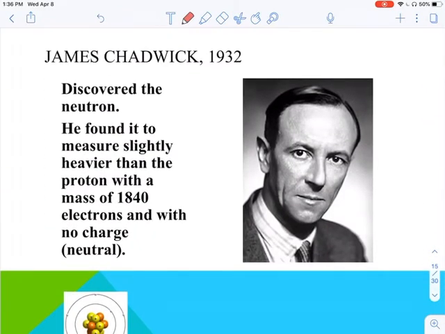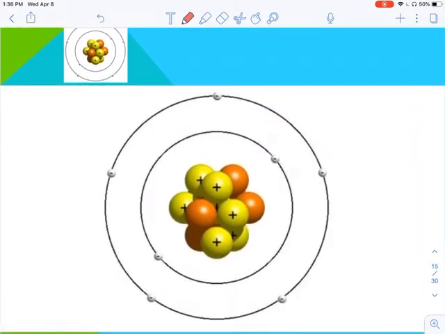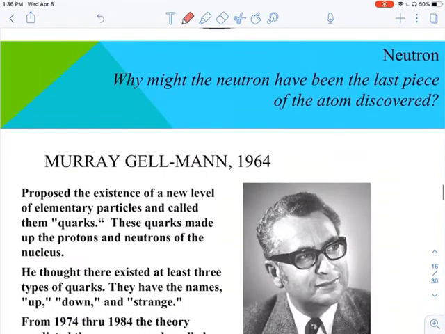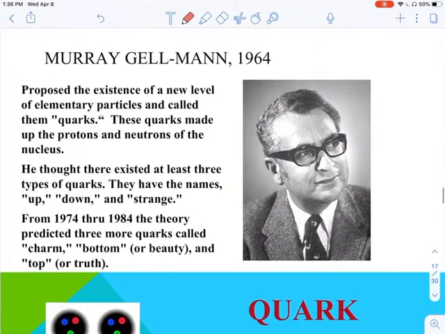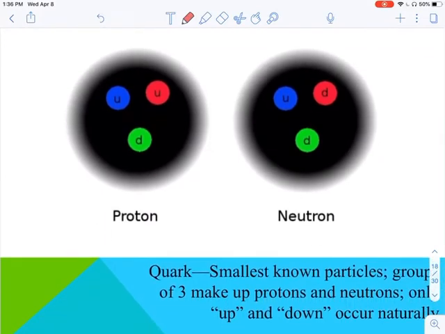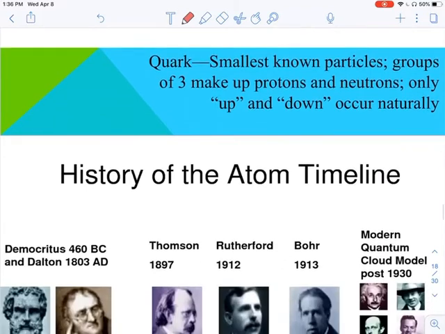And then Chadwick came around and discovered neutrons, which have no charge. They have a neutral charge, and they are also found in the center of the atom in the nucleus, and they add mass to this atom. And then came Gell-Mann in 1964, and he talked about quarks, which are the smallest known particles, and a group of three make up protons and neutrons, and the up and down occur naturally.